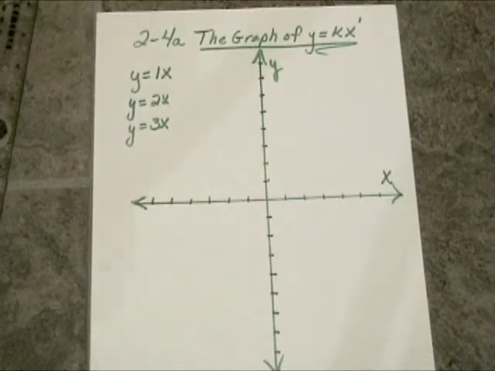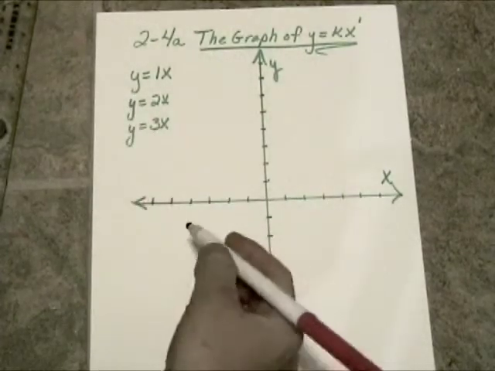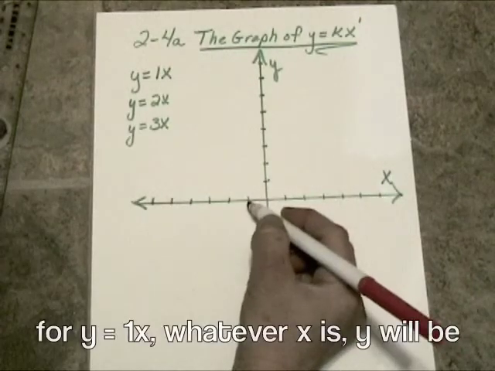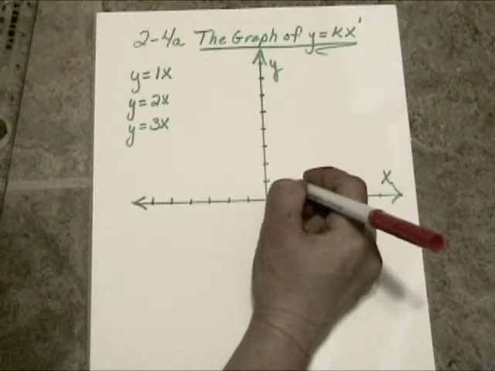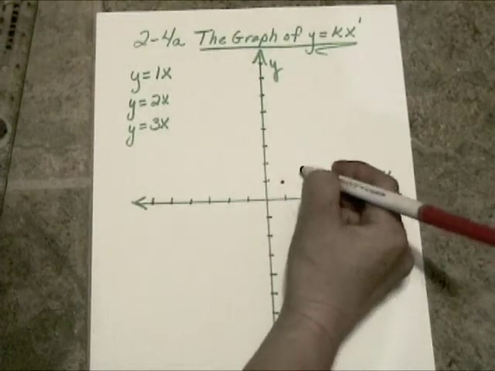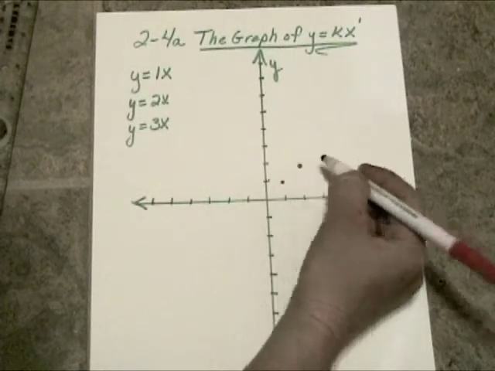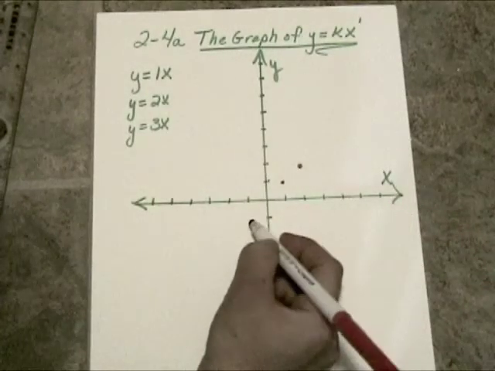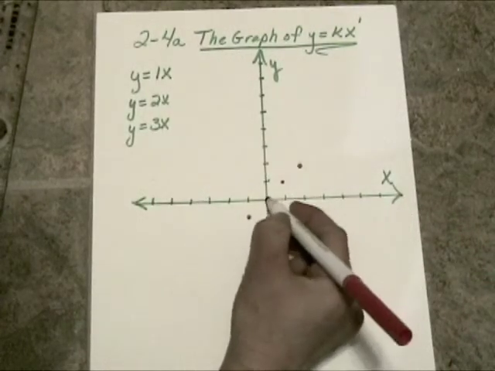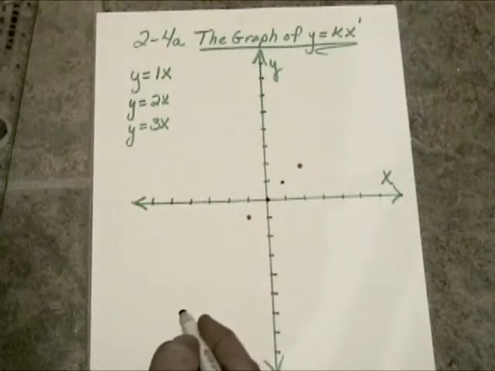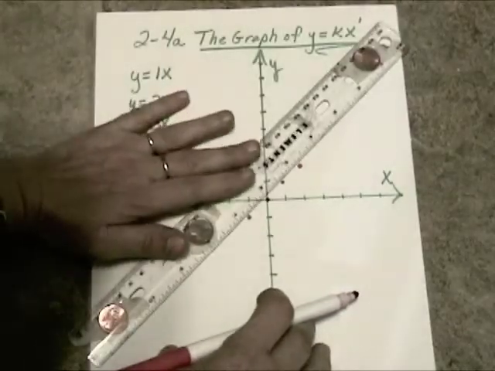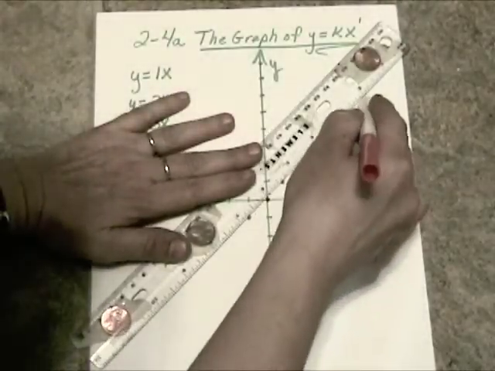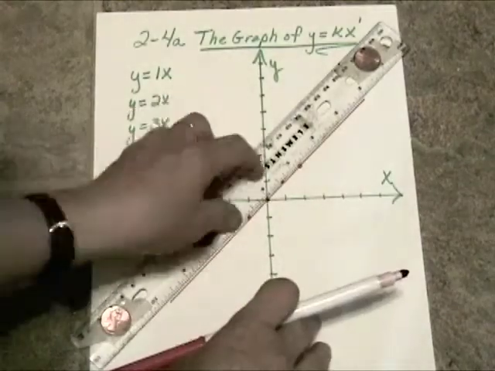Alright, let's graph y equals 1x. 1 times x is just x, so whatever x is, that's what y is going to be equal to. If x is 1, y will be 1. If x is 2, y will be 2. If x is negative 1, y will be negative 1. And if x is 0, y will be 0. So you can see there is definitely a pattern here. If we connect these dots, we get a line.